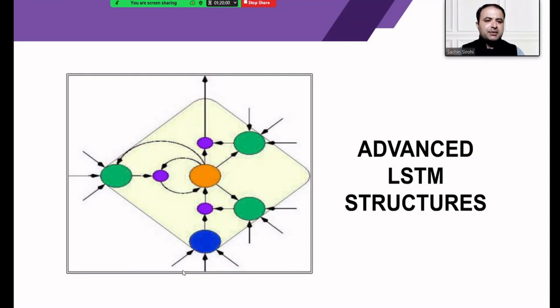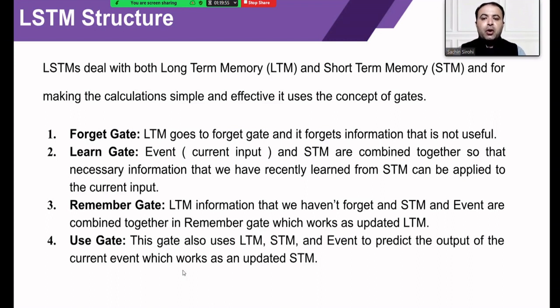Advanced LSTM structures. LSTM deals with both long-term memory and short-term memory. To make the calculation simple and effective, it uses the concept of gates, logic gates, like we have learned in academics: AND, OR, NOT, XOR. Similarly, we have a forget gate. The LTM goes to the forget gate and it forgets information that is not useful. Like when someone says to you, whatever happened, forget it, it is not useful for your brain.